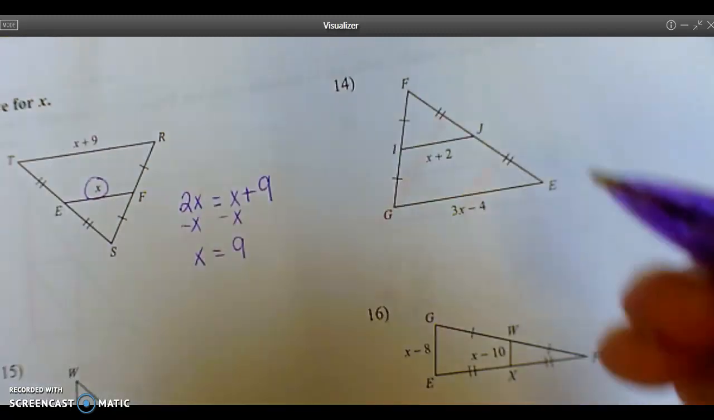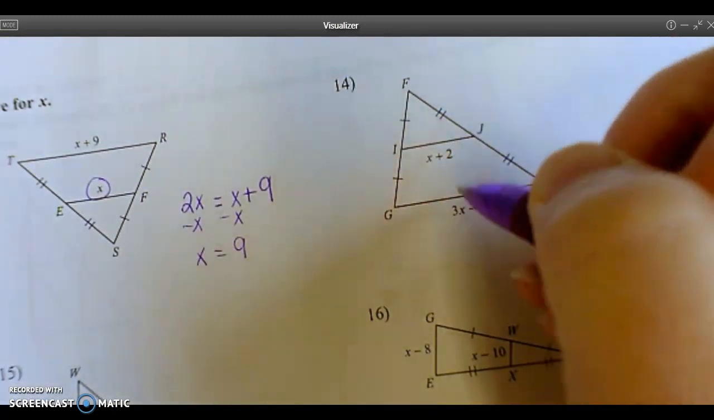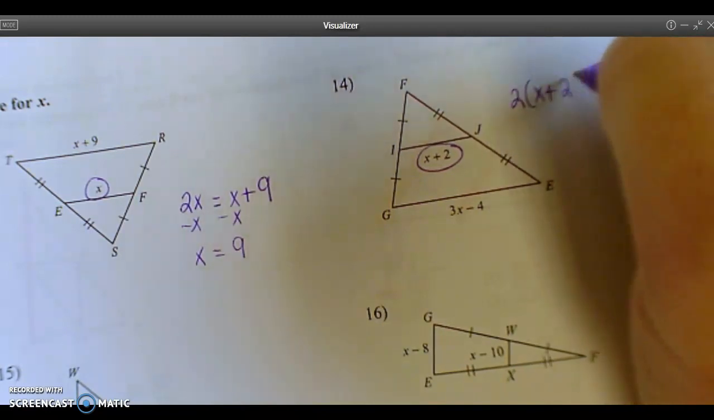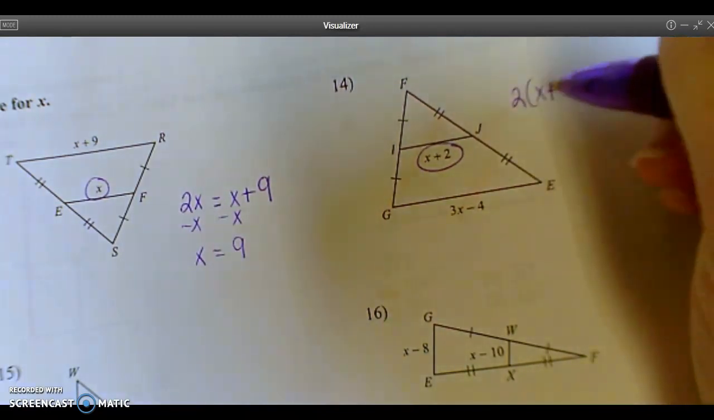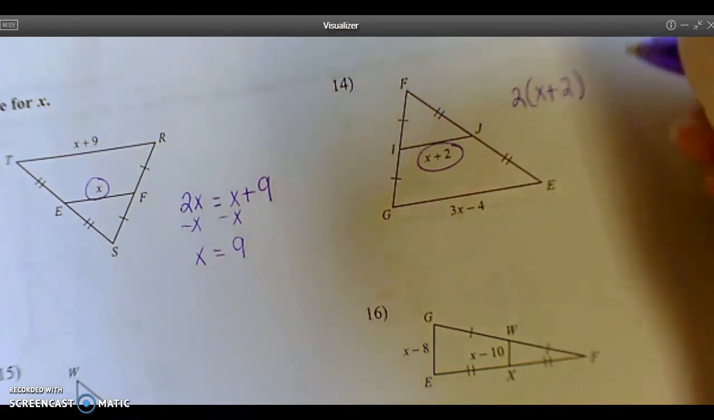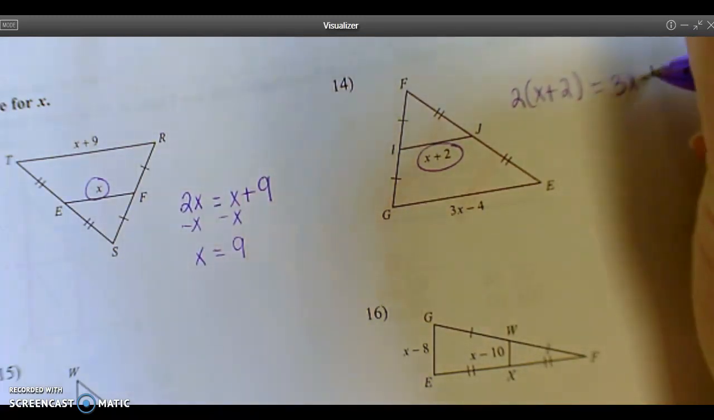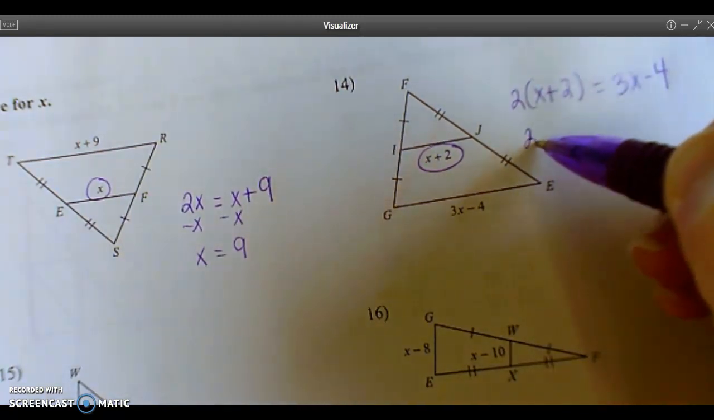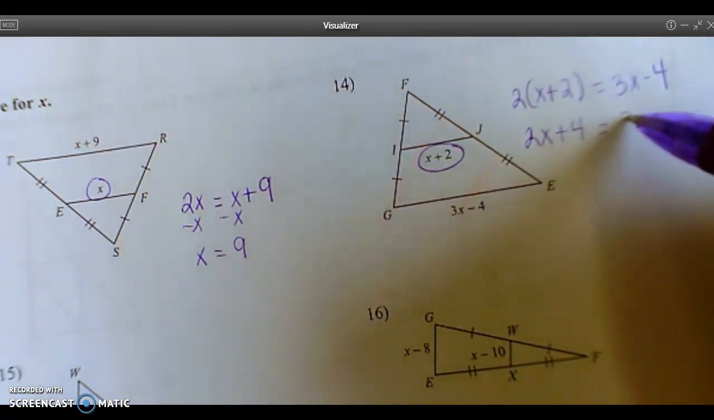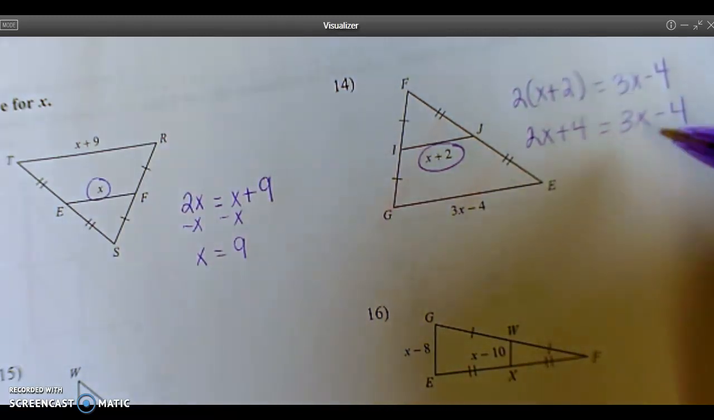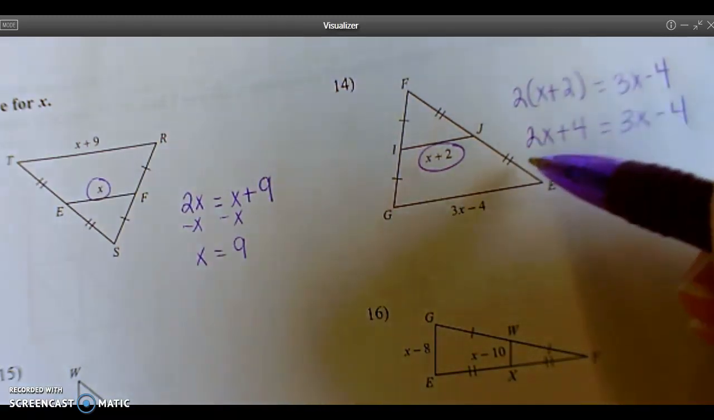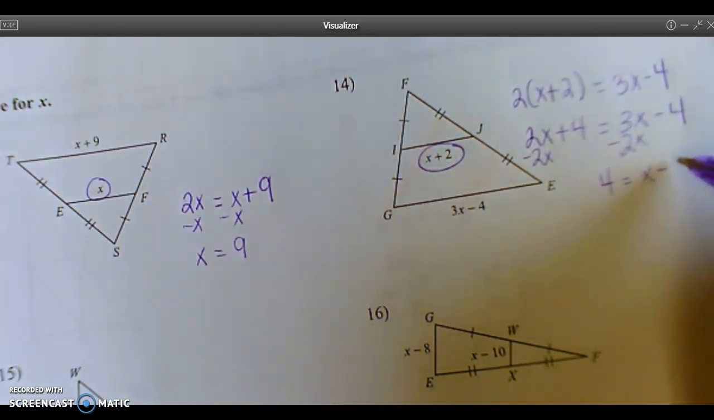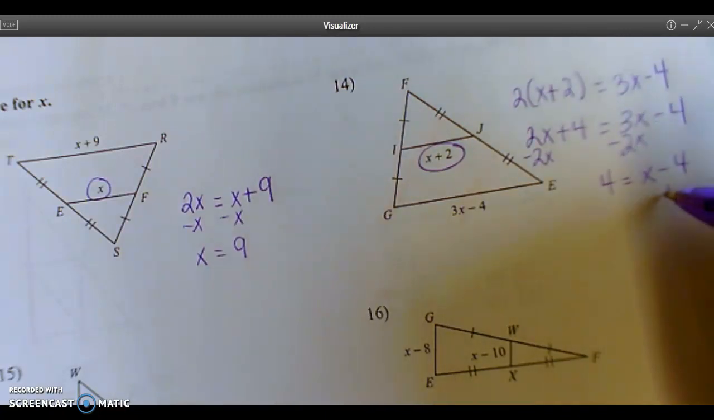Okay, number 14. Remember, here are our two sides. Take the short one, multiply it by 2. You do have to put it in parentheses because you'll have to do the distributive property, and set it equal to the long side. So I'm going to distribute here. I'm going to move the 2x over here to get it with the 3x. And then I'm going to add 4 on both sides.